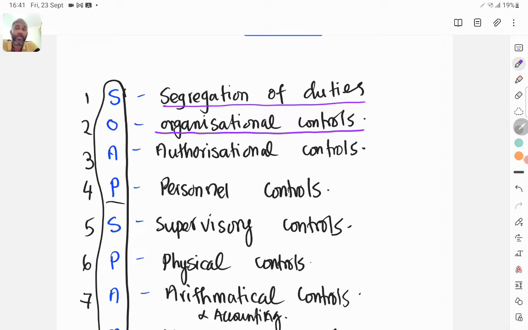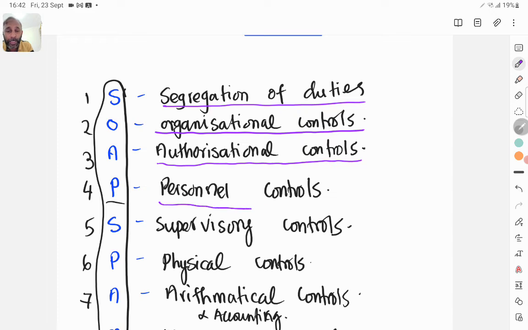Next is authorizational controls. For every transaction, there should be someone to authorize it before the transaction takes place. Otherwise, there could be possible fraud, or errors may infuse into the transaction. Therefore, it is always better that we have an authorization process built into every single transaction.